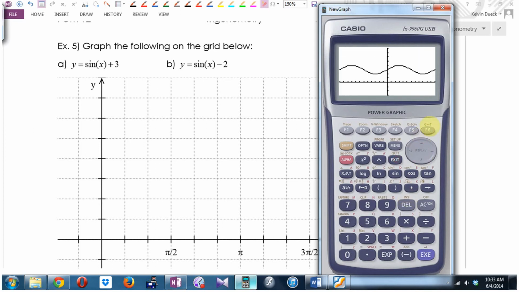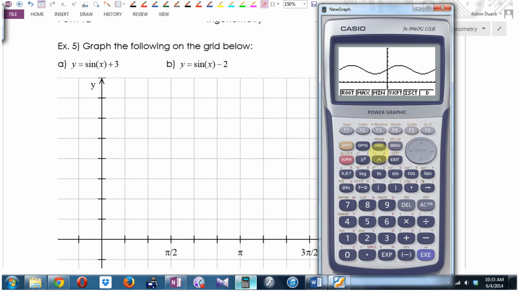Draw. Oh, there it fit. Looking at your graph paper, how high is right here? Count. Let's see. 1, 2, 3, 4? Is that right?